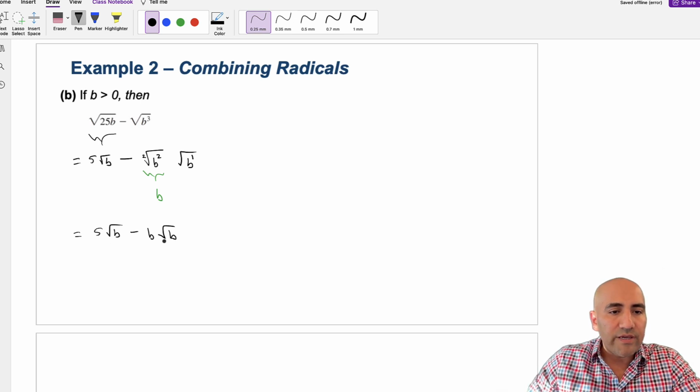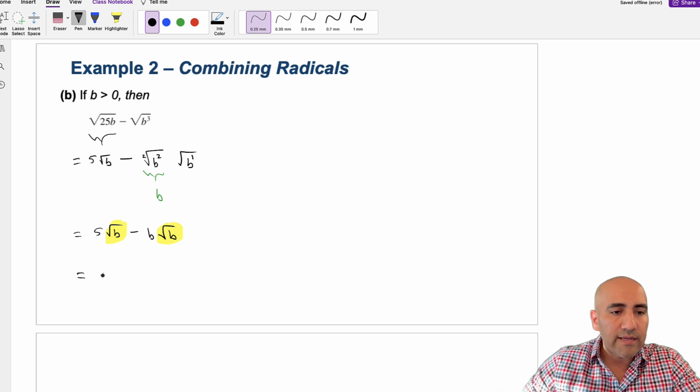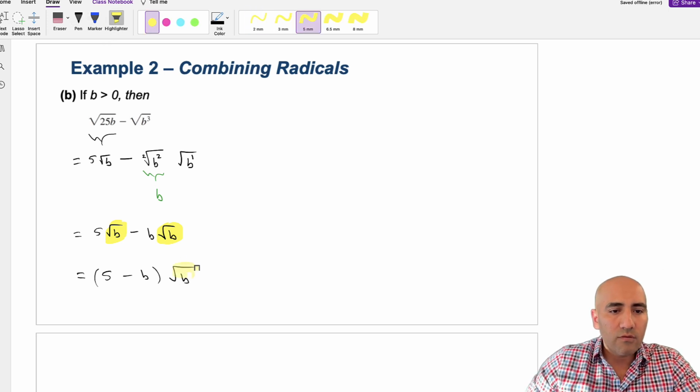And again, we can combine these things. We have 5 copies of root b minus b copies of root b. So we have 5 minus b copies of root b. You can also think of this as factoring. So this term and this term are alike, so I'm going to factor it. I'm going to rewrite it as 5 minus b, parentheses, and I'm factoring out this root b. It's like the reverse of distribution.